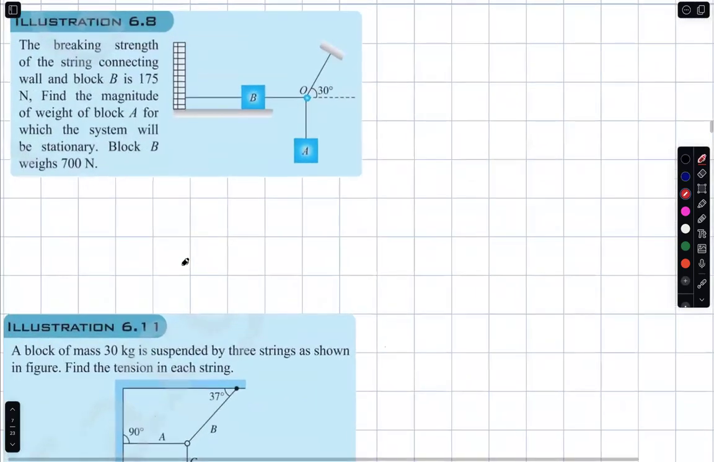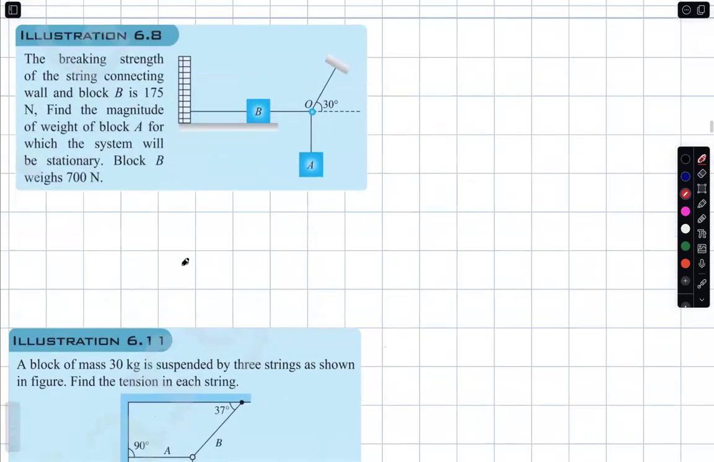Everyone try this. What is there on the board? Try this.